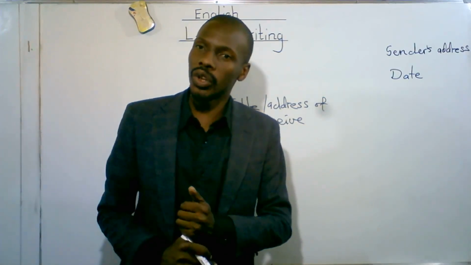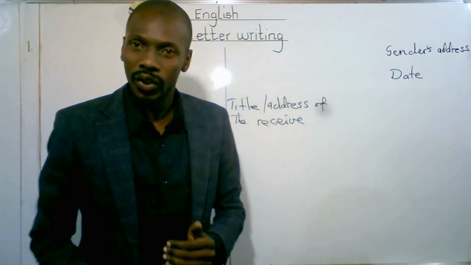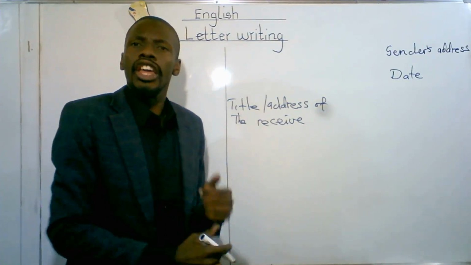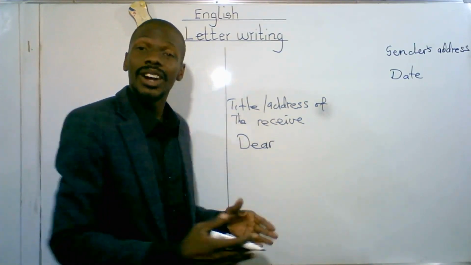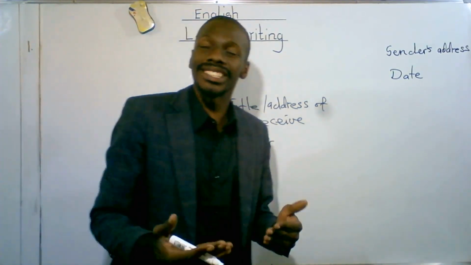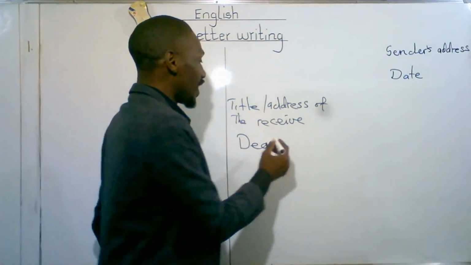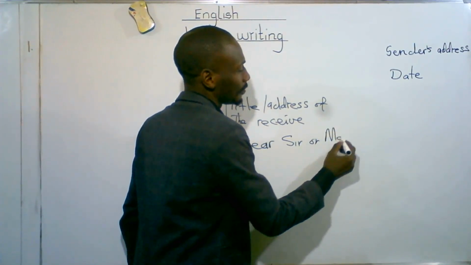From there, what follows is the salutation, where now we address this person. If you know the person, you're going to say, Dear Mr. Ngongo. If you don't know the person, and you're not specific whether this person is male or female, you simply say, Dear Sir or Madam.